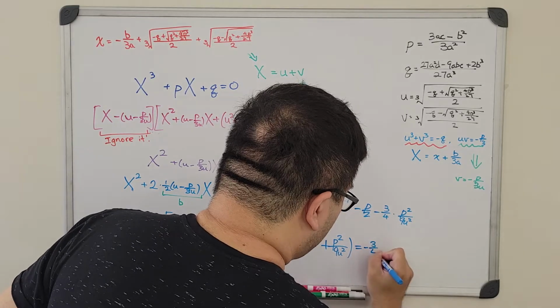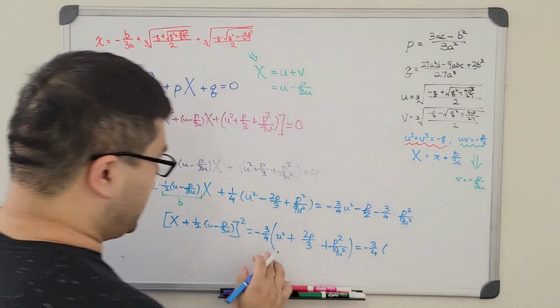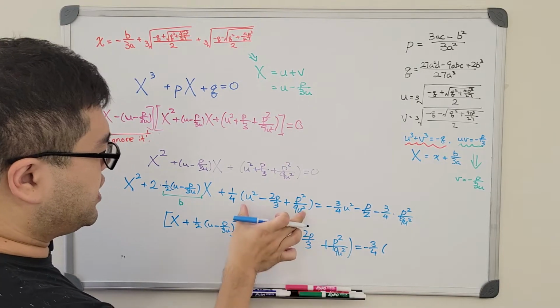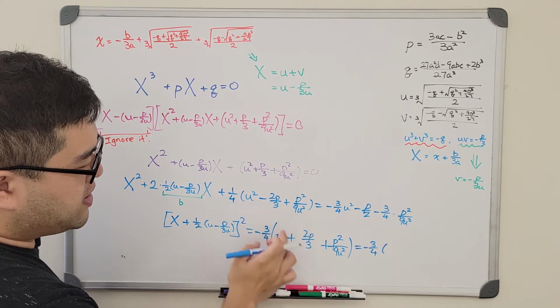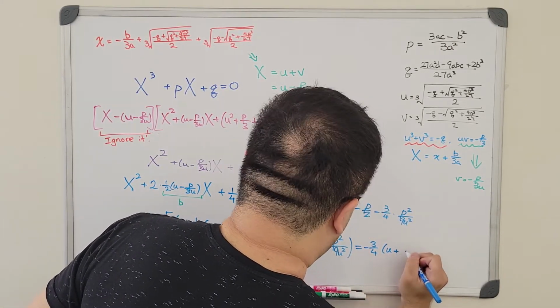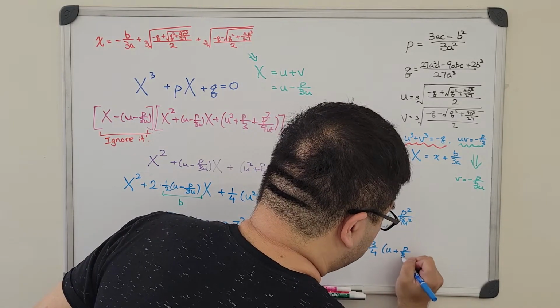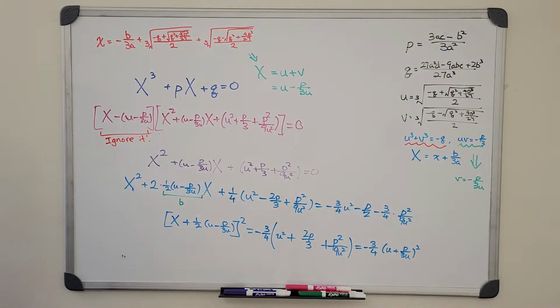Luckily, the term on the right hand side is also a perfect square. And we can see that this is actually similar to this expression here, except instead of having a minus sign, we have a plus sign. So it actually gives us u plus p over 3u squared. So let's move to the next board and we're going to finish up the proof.